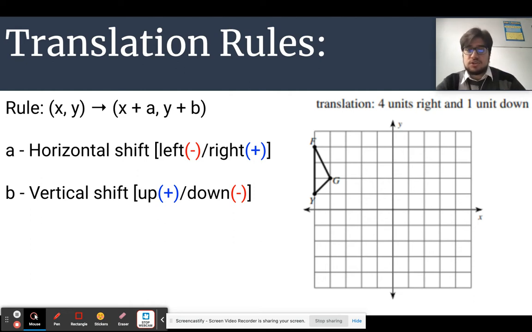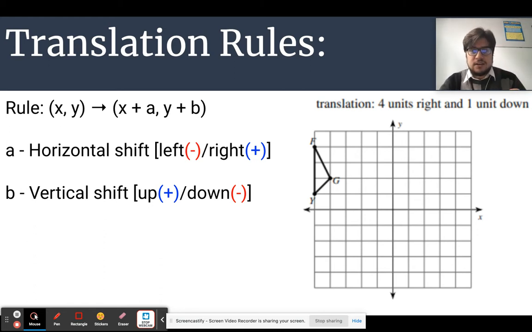That horizontal shift is the a value. So if we're moving it to the left, it's going to be negative. If we move it to the right, it's going to be positive, just like any other type of value on the graph, right? If we're moving to the left, we're moving in a negative direction. If we looked at it from a number line standpoint, if we move to the left, the numbers become more and more negative. If we move to the right, numbers become larger positive values. Vertical shift, if it's going up, it's a positive value. If it's going down, it's a negative value.